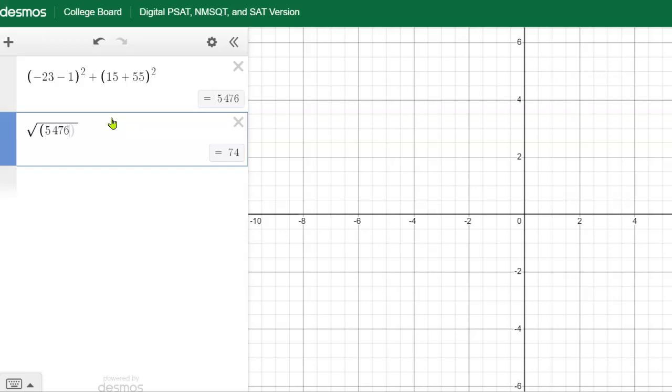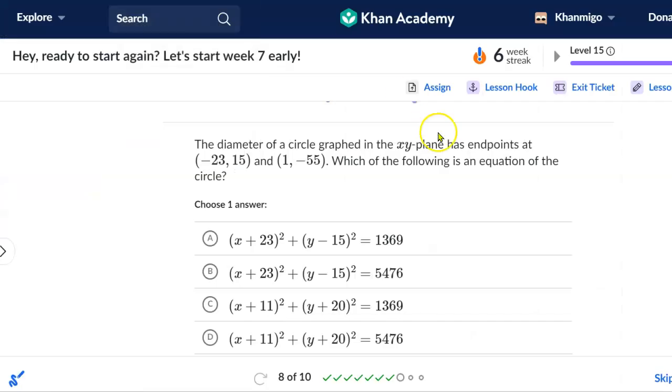What we want in the equation is the radius squared. So the radius is half of 74, which is 37. 37 squared is 1369. So that would be C.